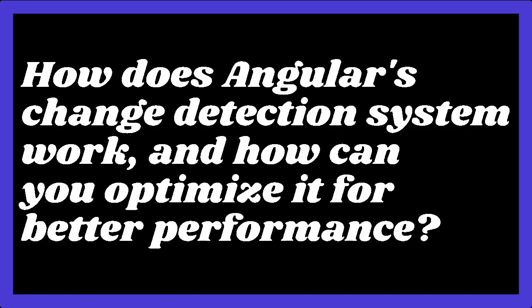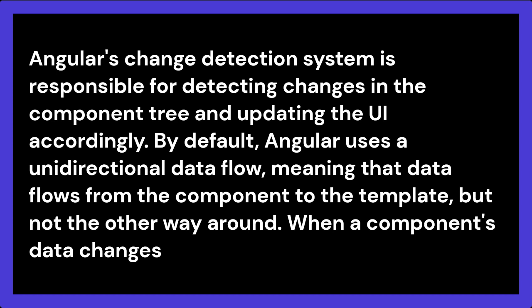Question 7. How does Angular's change detection system work, and how can you optimize it for better performance? Angular's change detection system is responsible for detecting changes in the component tree and updating the UI accordingly. By default, Angular uses a unidirectional data flow, meaning that data flows from the component to the template, but not the other way around. When a component's data changes.